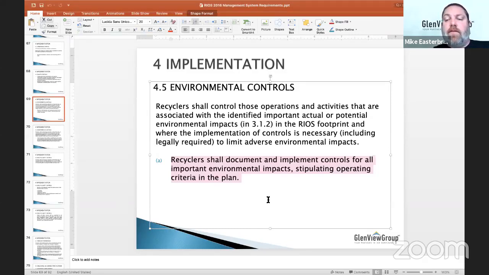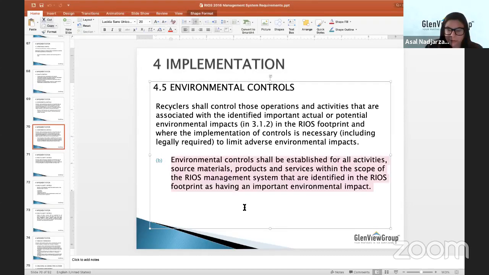And whatever kind of operating criteria is necessary for that particular control. So if, for instance, there are fire extinguishers or spill kits, stuff like that, people need to know how to use those things as well. So stuff like that is a required part of the documentation under the RIOS standard there.